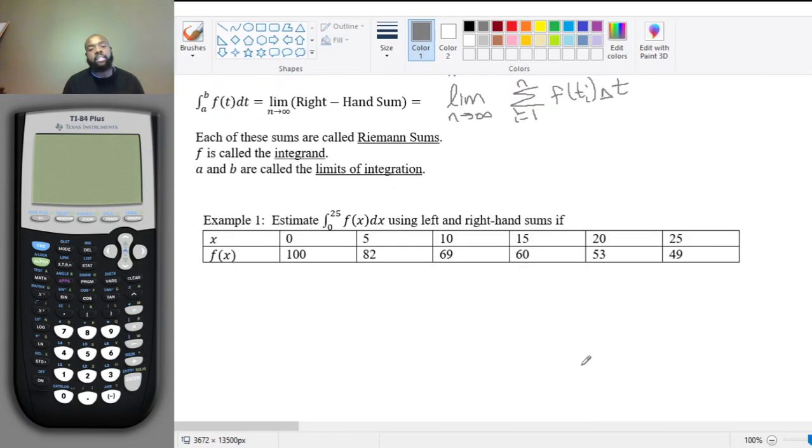For example, in example 1, it says estimate the integral from 0 to 25 of f of x dx. The only difference here is my input variable of this function is x, and so we use this dx notation here instead of f of t dt. We're going to estimate this using the left hand and the right hand sum if we're given this data here. So let's go ahead and do this. Let's start with our left hand sum, right? So the integral from 0 to 25, that's our a and b, of f of x dx.